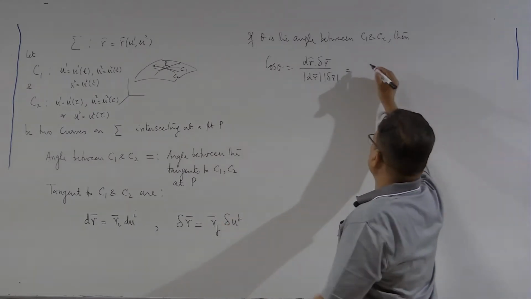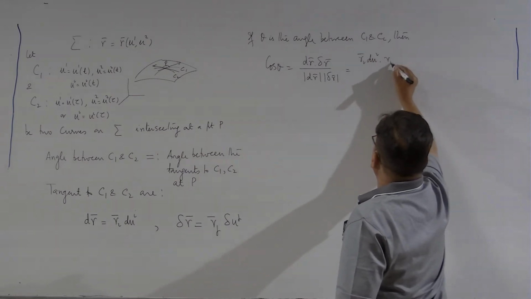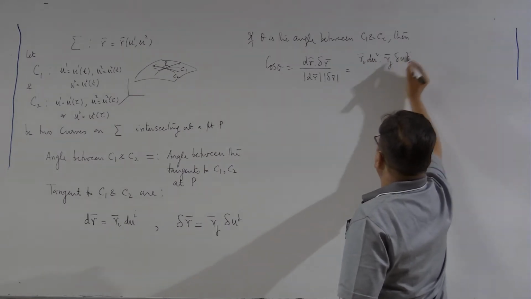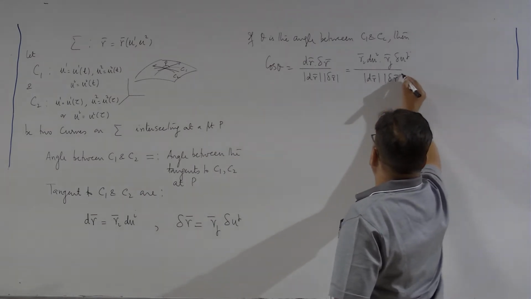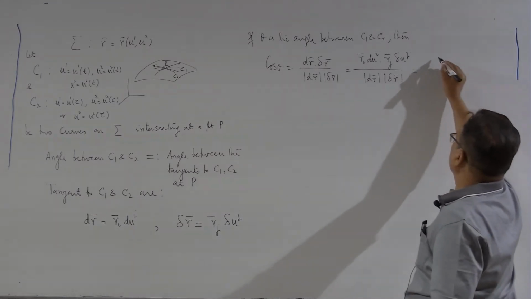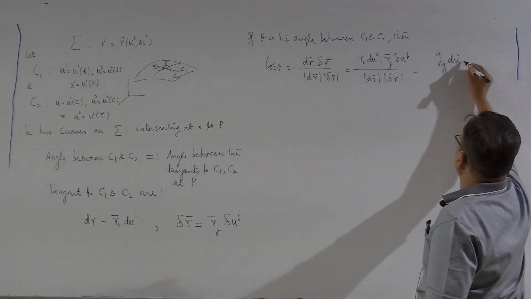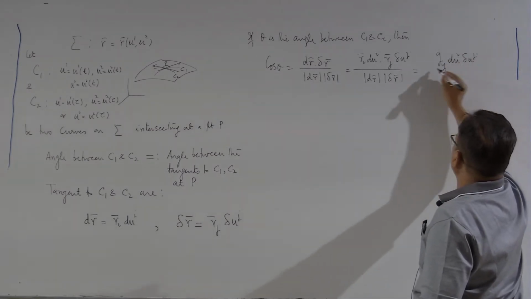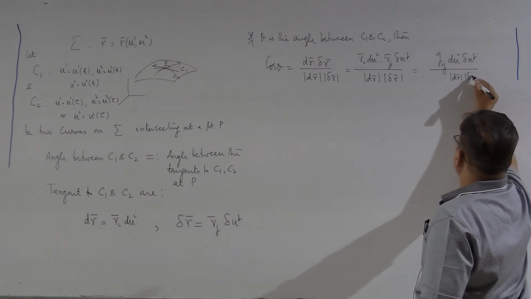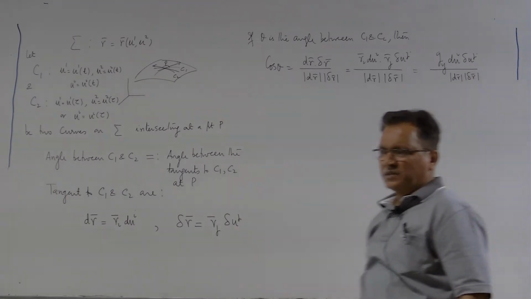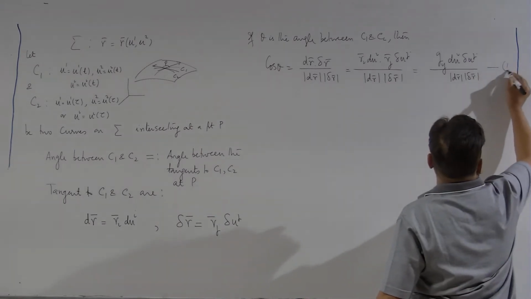dr is r_i du^i, delta r is r_j delta u^j, mod dr and mod delta r I will keep as it is. So the numerator becomes g_ij du^i delta u^j upon mod dr mod delta r. This is cosine theta. This formula we discussed in our last lecture. I will call it number 1.